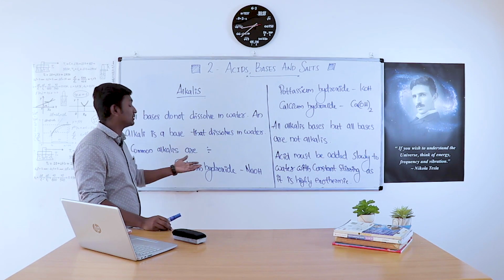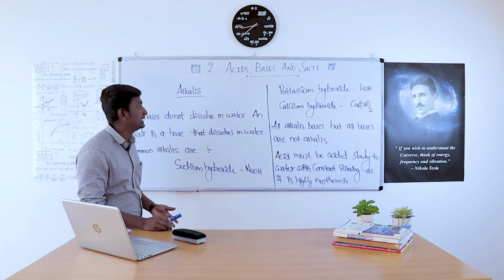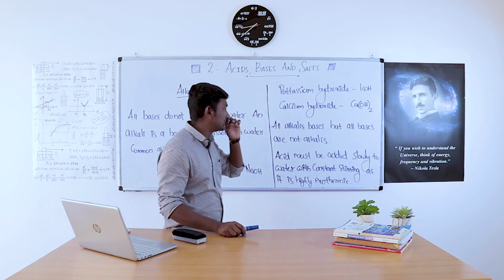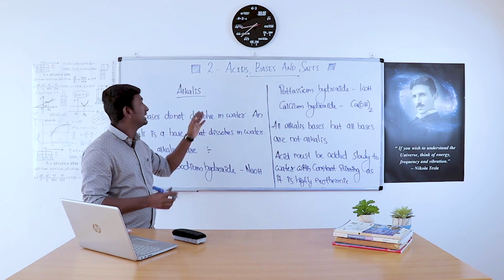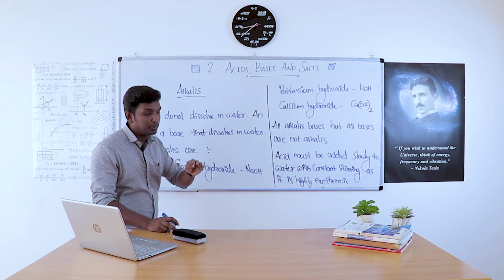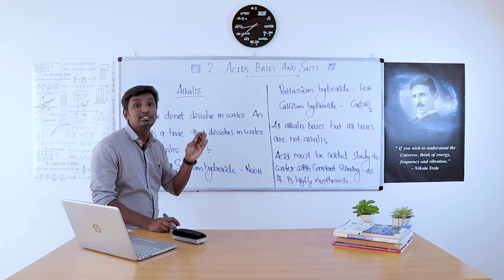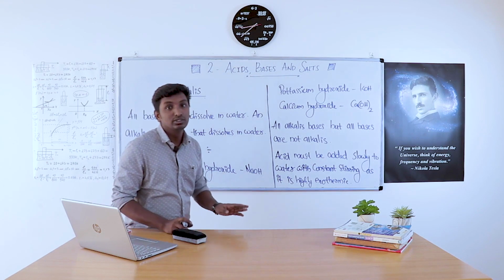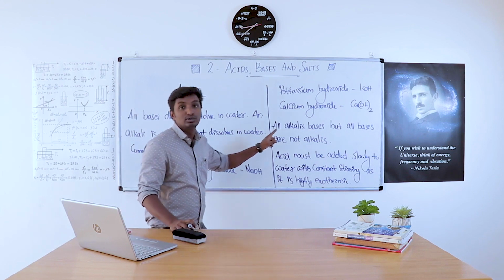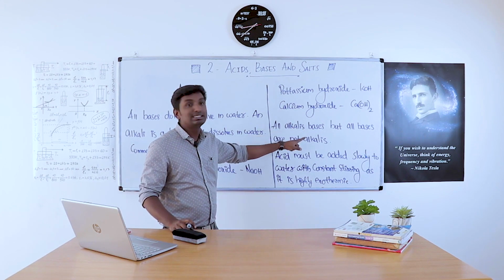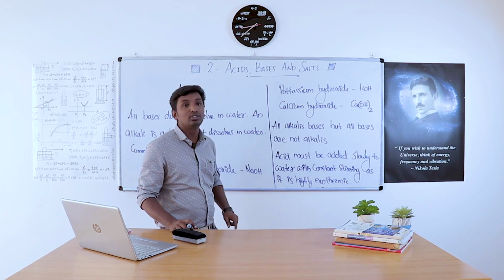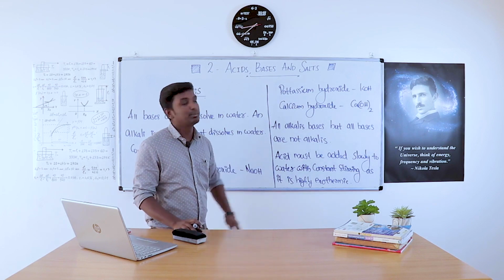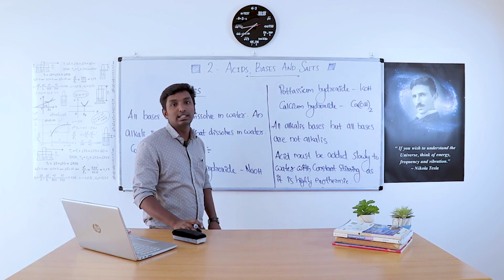Common alkalis are sodium hydroxide, represented as NaOH, potassium hydroxide, KOH, calcium hydroxide, CaOH twice. So in general we can say that those bases that dissolve in water are known as alkali. But all bases do not dissolve in water. So we can say that all alkalis are bases, but all bases are not alkalis. Give reason.